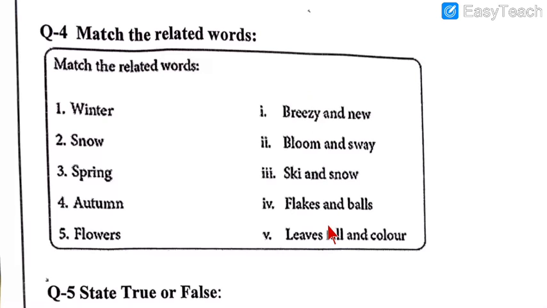Meanwhile, I will be reading the options and I will be giving you the hint. Write it down quickly, as this is a test, you will get very less time. See, few students might have even started writing it. So options are breezy and new, bloom and sway, ski and snow, flakes and balls, leaves fall and color.